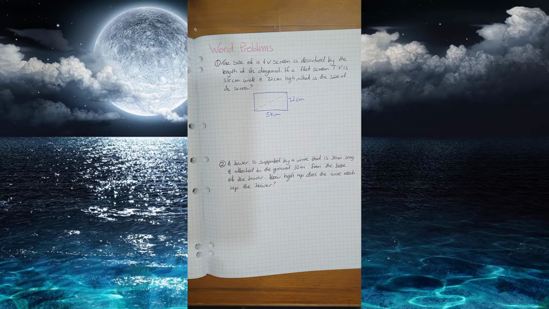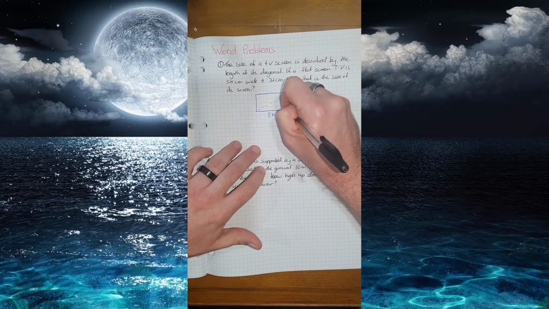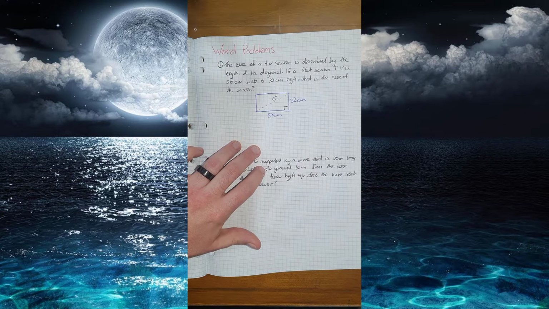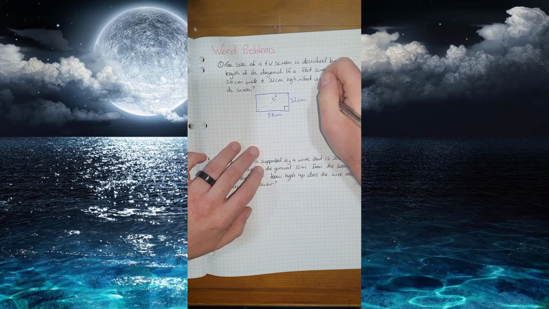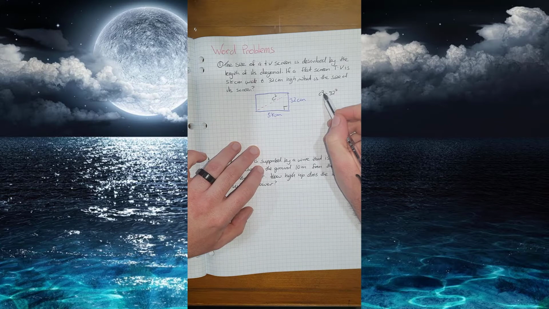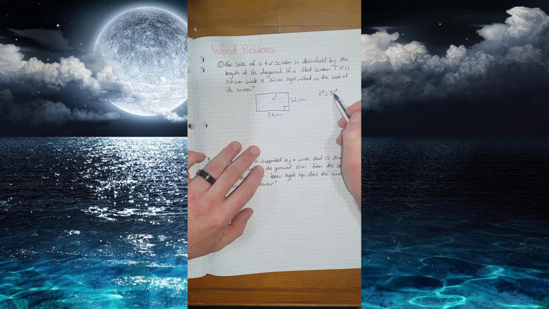Now, how can we do this? We know that this is a right angle triangle, which means this is going to be C. So what it's really asking, I know I can apply Pythagoras' theorem because it's a right angle triangle. So all I need to do is write out C squared, which is the hypotenuse that we're trying to find, equals 32 squared plus 58 squared.